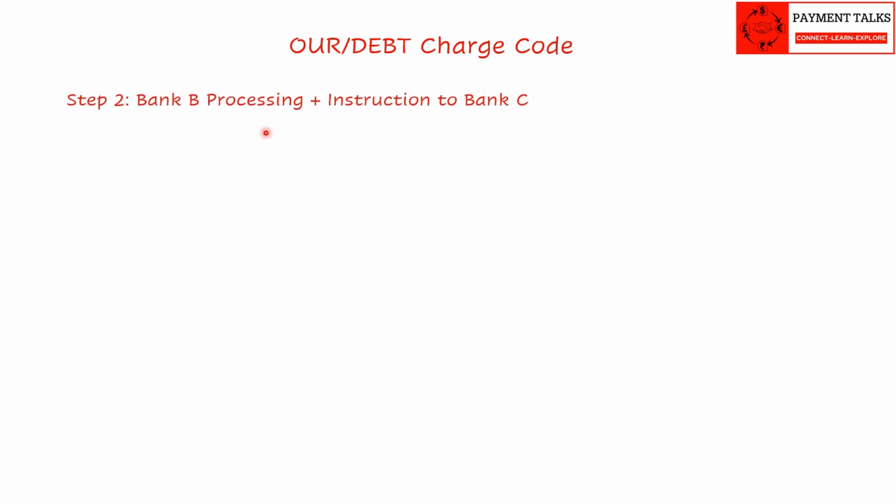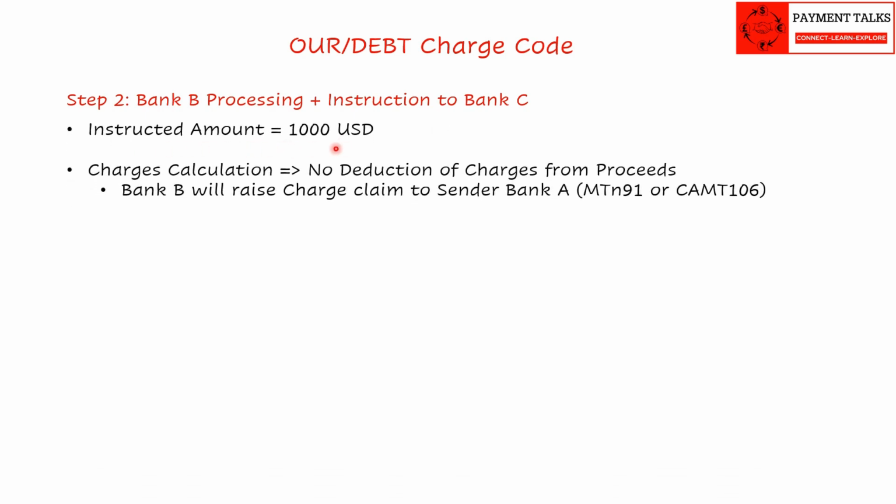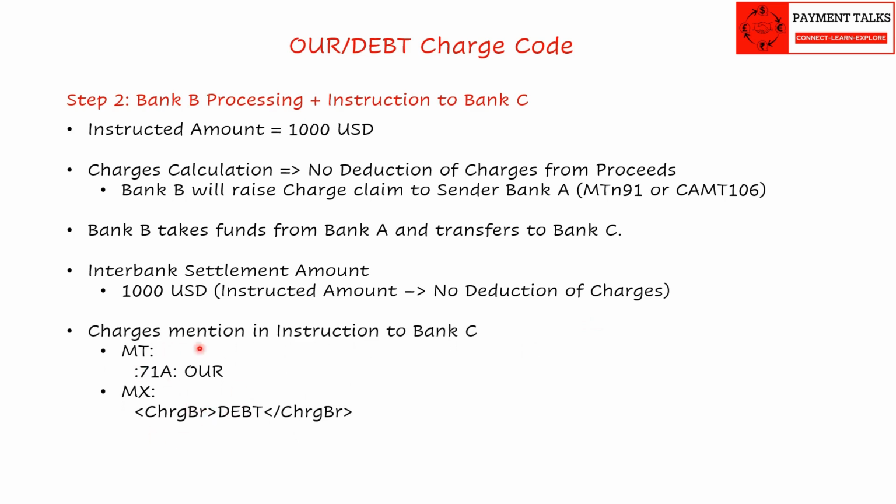Bank B receives the payment instruction from Bank A and processes it further to Bank C as per the instruction. As the charge code is R, Bank B looks at the instructed and interbank settlement amount. As they both are the same, Bank B does not deduct the amount from the interbank settlement amount. Instead, it will raise a charge claim to sender Bank A. Bank B processes the payment to Bank C with the same interbank settlement amount of 1000 USD. It does not mention any charges information in the payment.